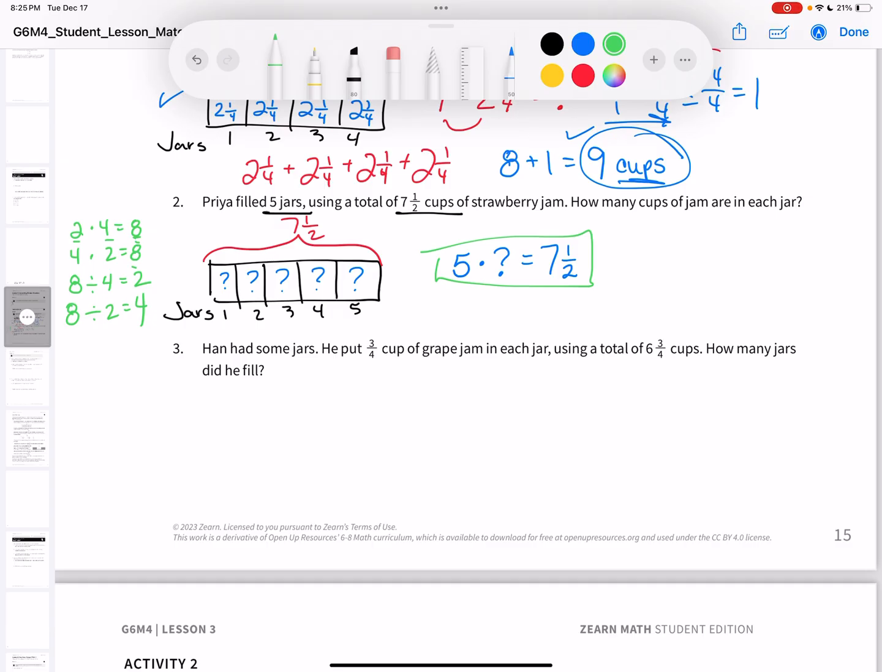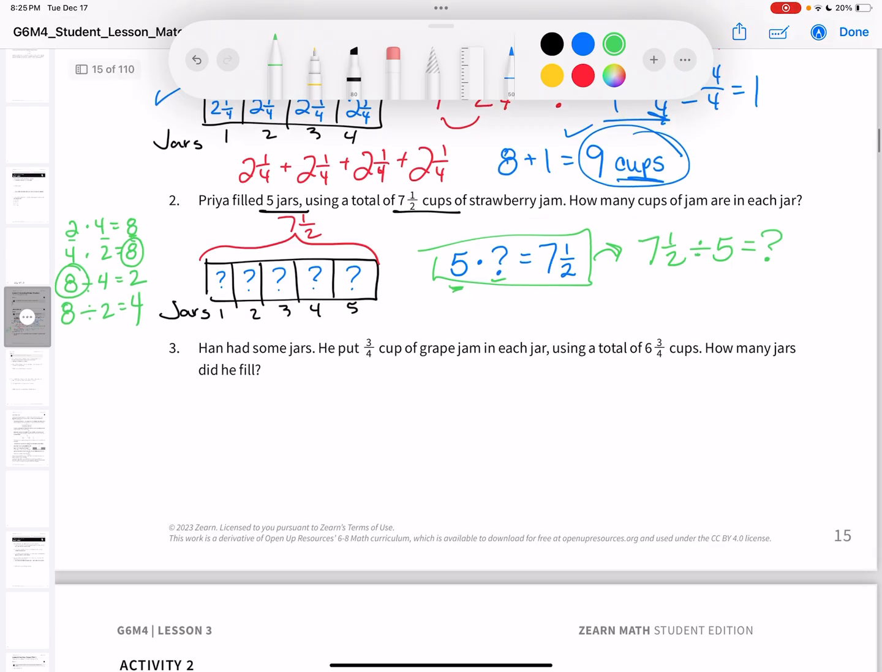Okay, so this would look like 7 1/2, because that's our answer. See how I took this 8 and then put it in the front as our answer? That is going to be our dividend. So 7 1/2 divided by, well, we don't know the question mark. We're trying to figure that out. So it's got to be divided by the 5. So 5 becomes our divisor, and that equals our question mark, which is our quotient. So we're going to do 7.5 divided by 5. So you can turn that into an improper fraction and work it that way, or you can turn it into a decimal. I'm going to work it as an improper fraction.